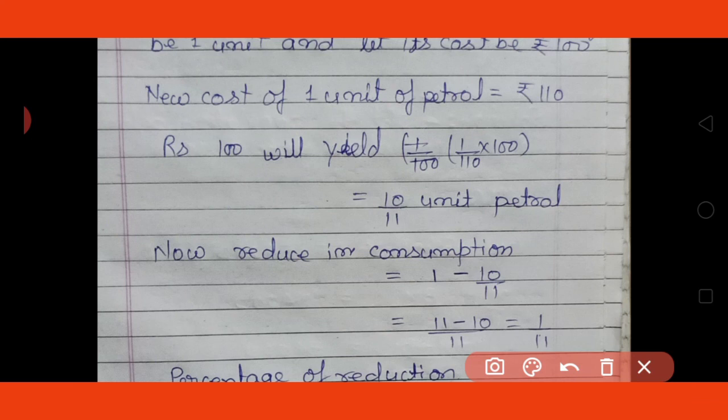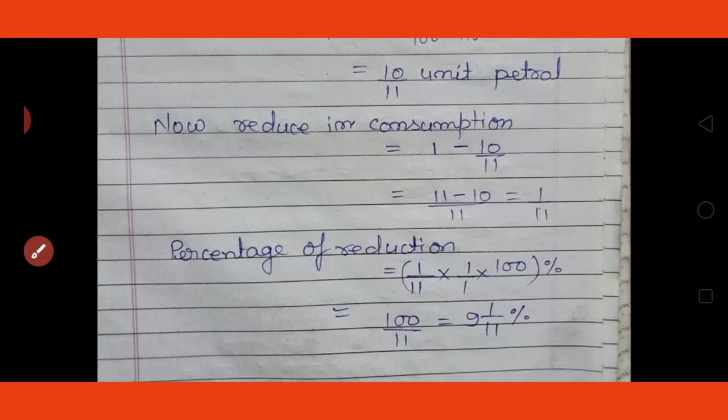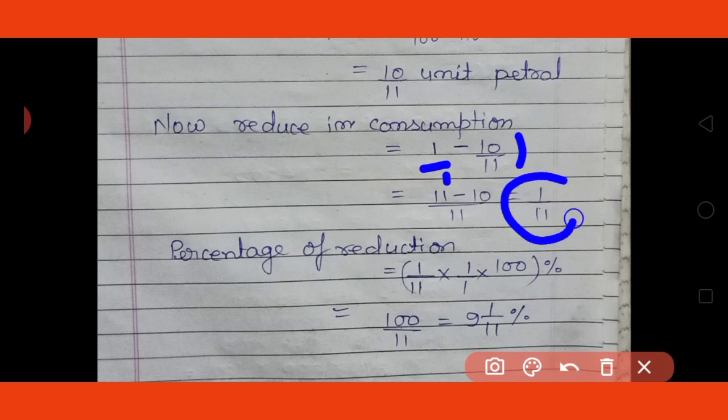So 1 unit cost, how will you get? 1 upon 110. And how many units will we purchase in 100 rupees? That is multiplying with 100 and getting the answer 10 upon 11 unit of petrol we have purchased. Now how much reduction do we have in consumption? So totally we were consuming 1 unit, but now in 100 rupees we are getting 10 upon 11 units. So we will subtract 1 minus 10 upon 11. Fractionally we subtract and get the answer 1 upon 11 units we are using less.